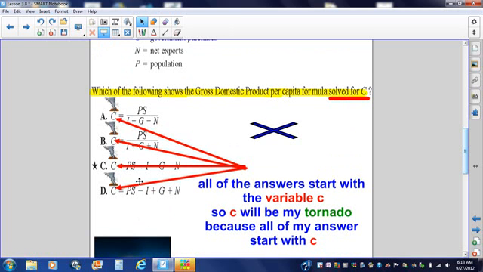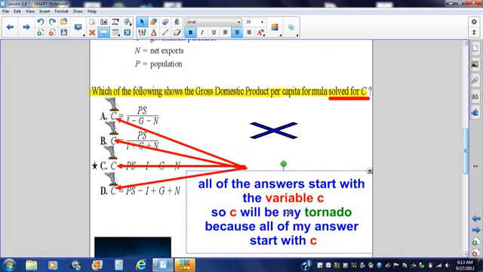Now, a question like this will probably be multiple choice. So look at your multiple choice answers here. Notice they all start with the letter C. That's because they want you to solve the answer for the letter C. Since they all start with the variable or letter C, when I'm doing these problems, I'm going to say that C is my tornado. Let's pretend that all your answers started with the letter P. If all the answers started with the letter P, then P would be your tornado.